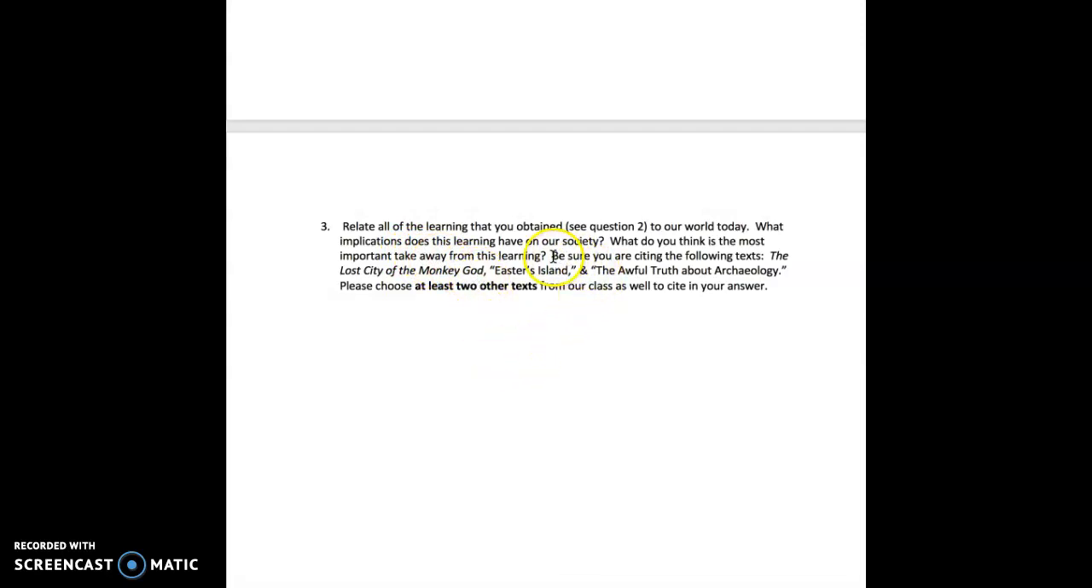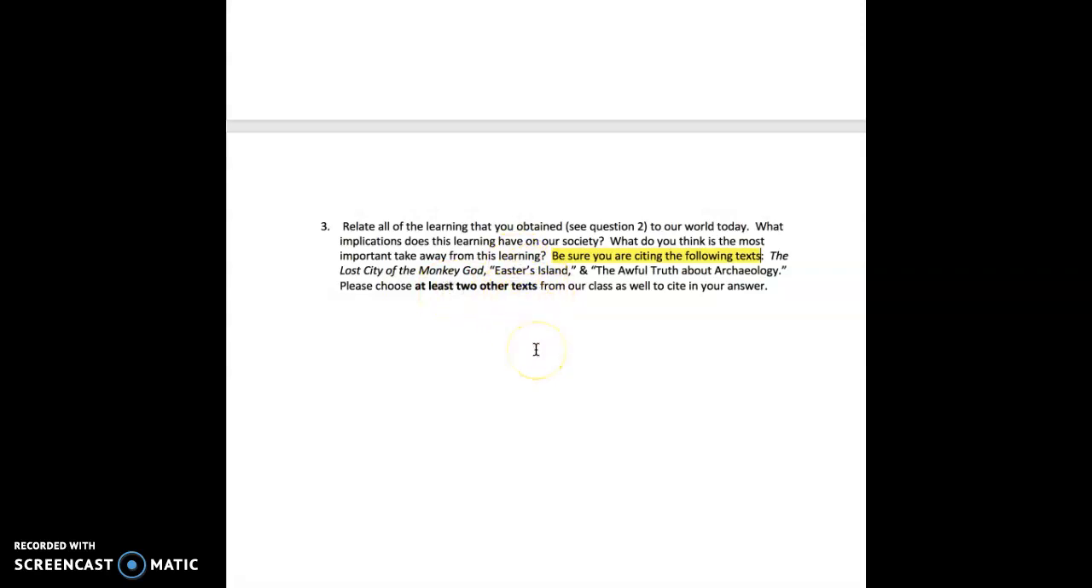And then I'm going to just highlight this. Be sure you are citing the following texts. Okay? You are going to be citing The Lost City of the Monkey God, right? Duh. You're going to be talking about what you learned from the book that we've been studying all semester. So if you learned something about, I don't know, archaeology, then you're going to talk about how you learned about it in the, what you took away from The Lost City of the Monkey God.